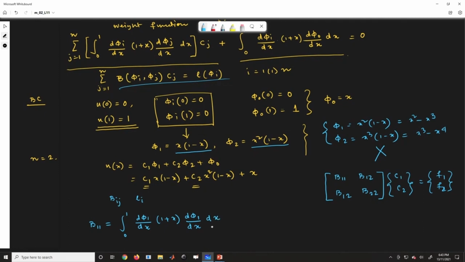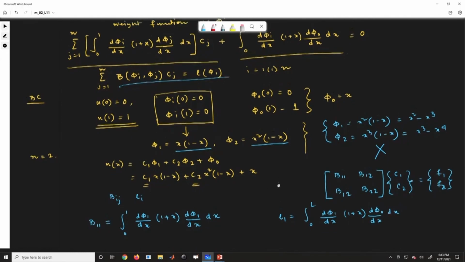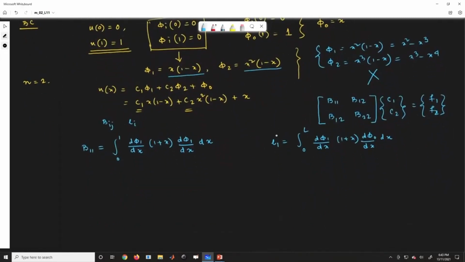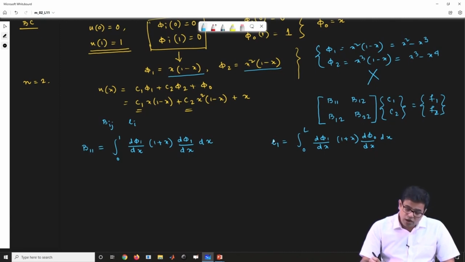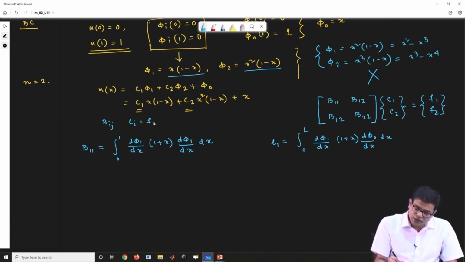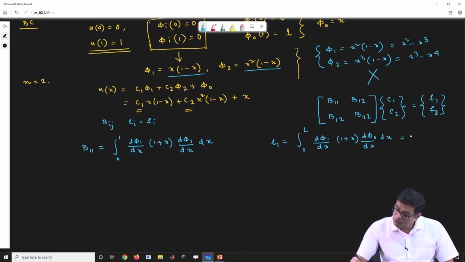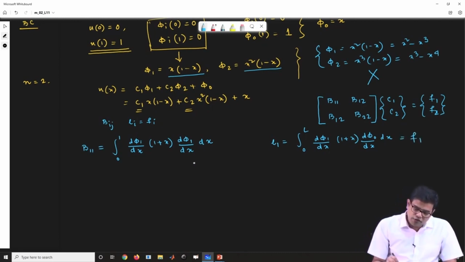Now what is my L1? L1 is the integral 0 to L of d phi 1 by dx into 1 plus x into d phi 0 by dx, where phi 0 is x here. So this is the L1, or essentially the F1. So the Li's are the Fi's. Let us choose this as F1. Now to evaluate this integral, we know my phi 1 is this.